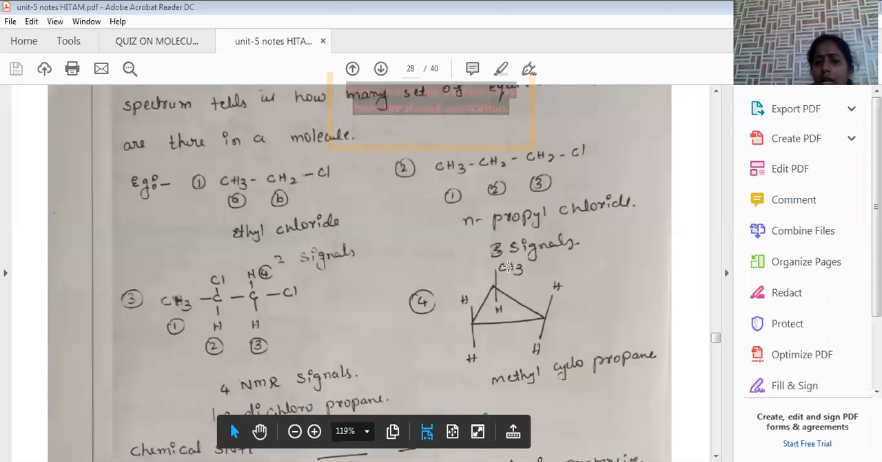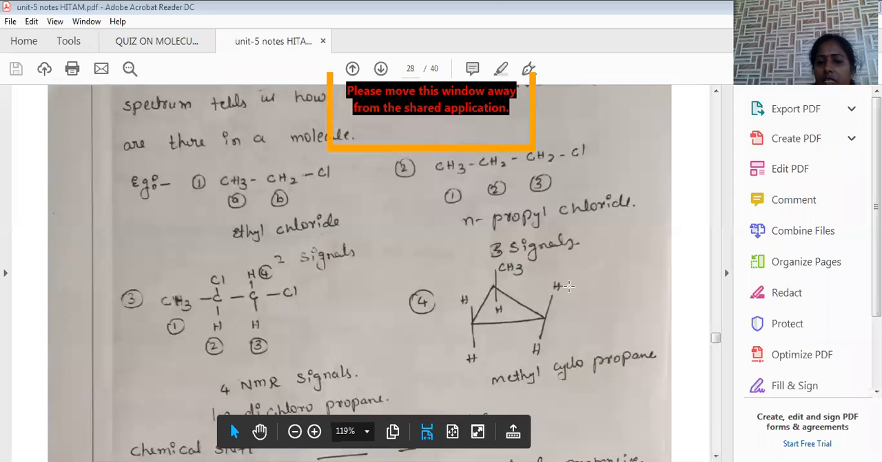In the case of this one, methyl cyclopropane. This compound is called methyl cyclopropane. How many hydrogens does this methyl cyclopropane molecule have? 1, 2, 3, 4, 5, 6 hydrogens are present.